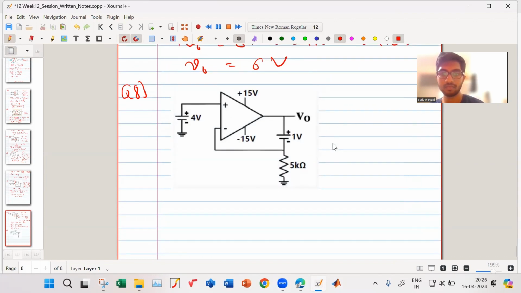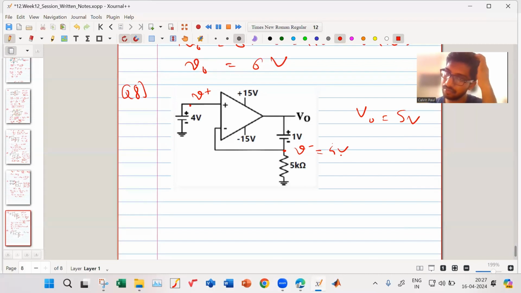Five volt. See, answering this way: your V plus is 4 volt. Your V minus is equal to V plus, which is 4 volt. So 4 volt plus 1 volt, your V output is equal to 5 volt. Right? I don't need to solve it. By observation also we can tell what the value should be.